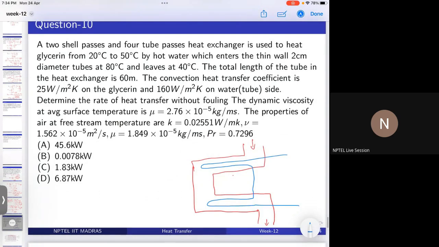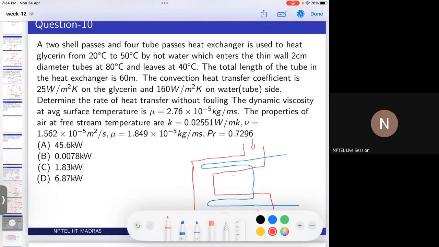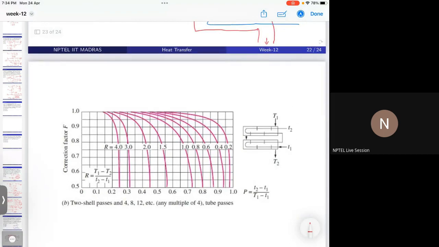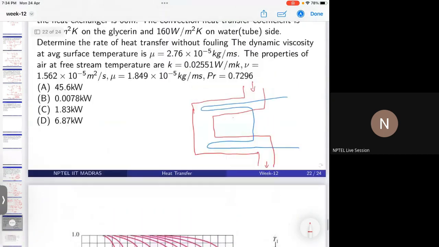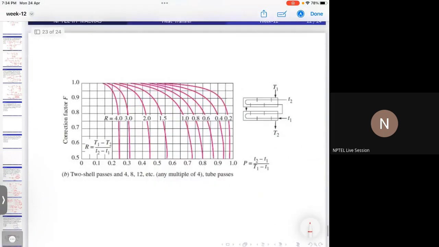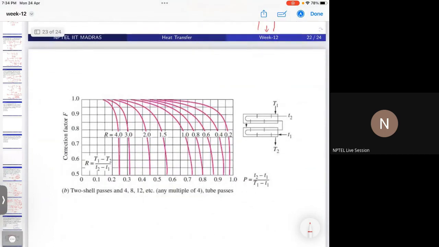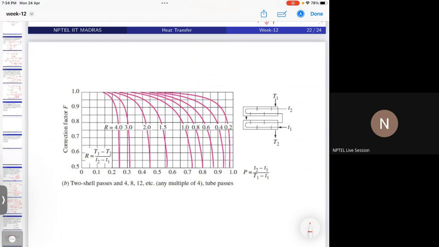So for that, we cannot simply use what we have already done. For that, you have to use correction factors. Basically, you will get this chart. This chart you can find in any heat transfer textbook. This I have taken from Heat Transfer by Cengel.